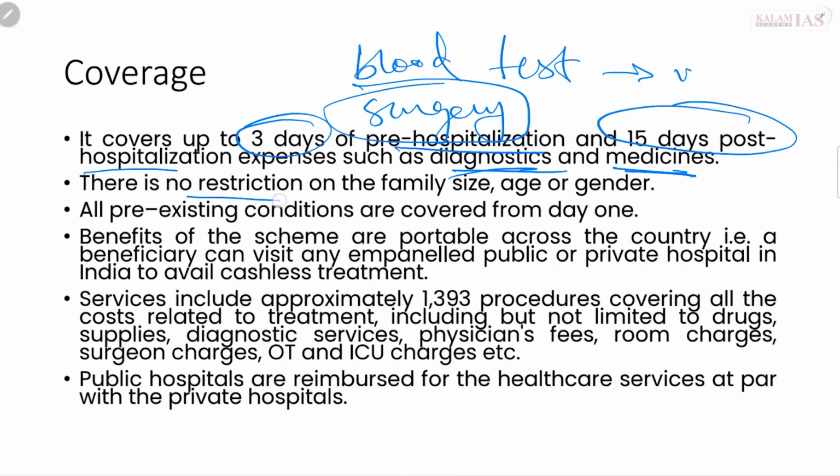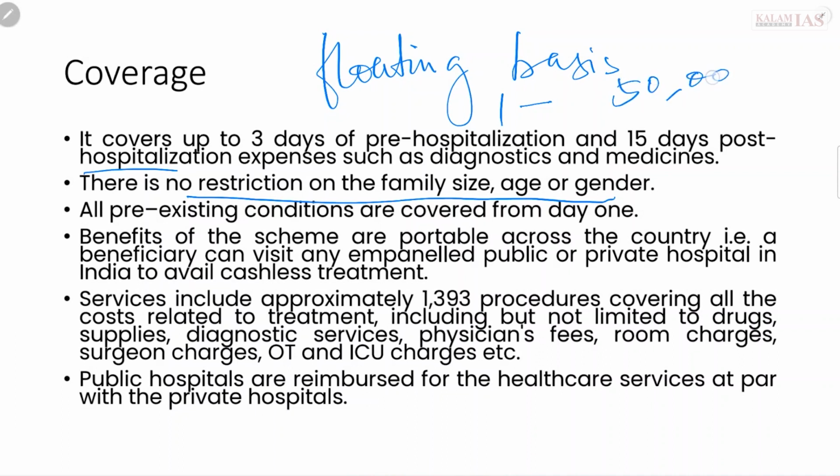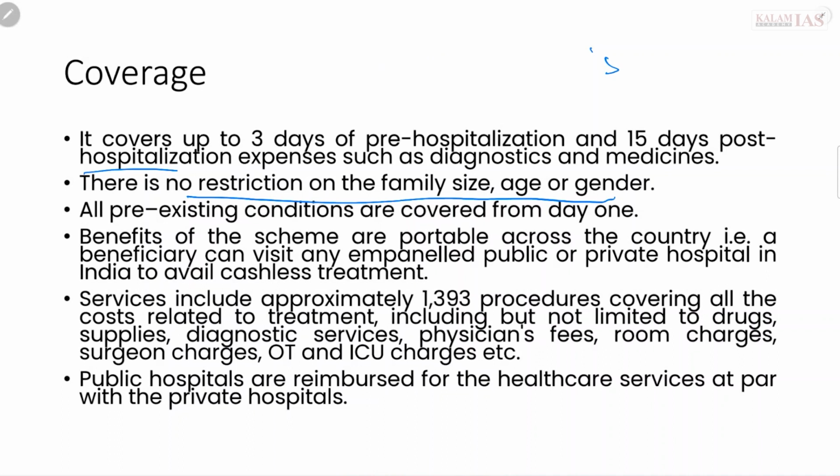There is no restriction on family size, age or gender. You might have a family of 10 people, but up till the limit of rupees 5 lakhs, there is no limit on the size of the family. This is on a floating basis. Let's say one member gets hospitalized and is billed rupees 50,000, another member spends rupees 1 lakh, another spends rupees 2 lakh. All of this is fine. Up till rupees 5 lakhs, multiple members can face hospitalization and the government will cover for it. All pre-existing conditions are covered from day one. The benefits of the scheme are portable across the country.